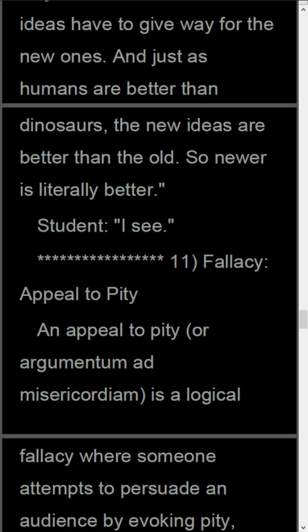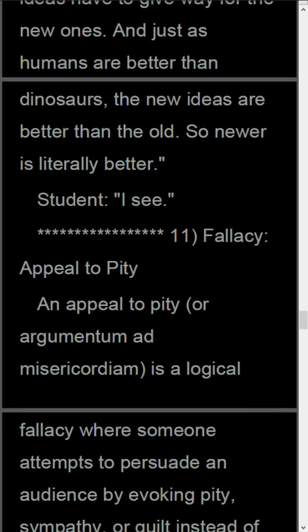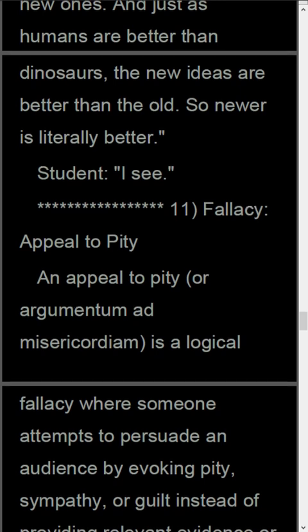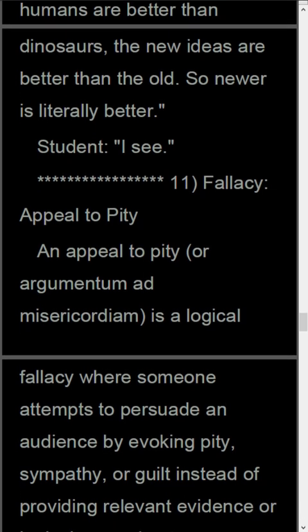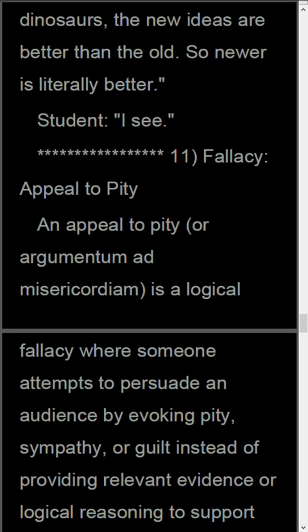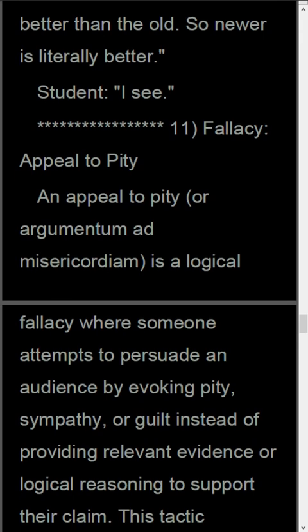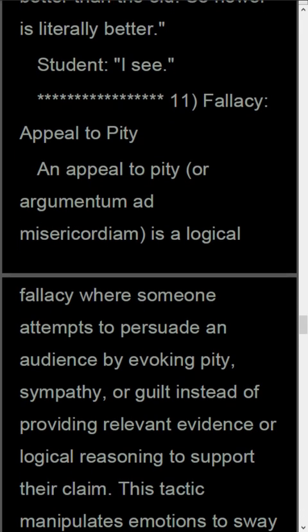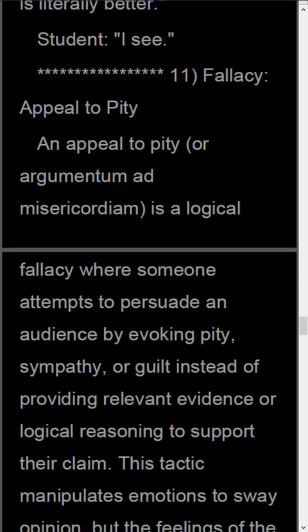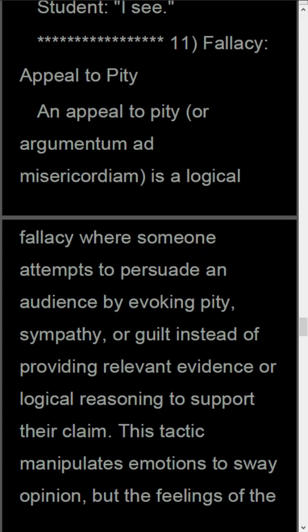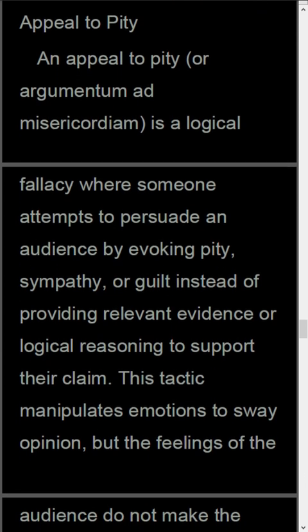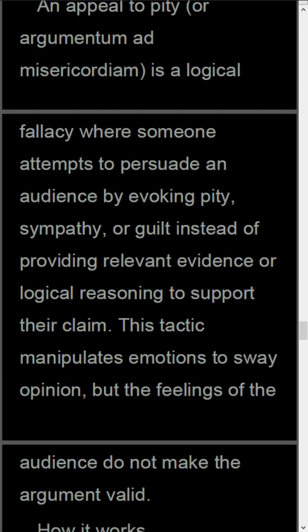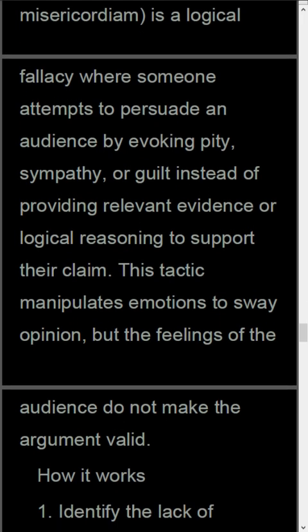11. Fallacy. Appeal to pity. An appeal to pity, or argumentum ad misericordiam, is a logical fallacy where someone attempts to persuade an audience by evoking pity, sympathy, or guilt instead of providing relevant evidence or logical reasoning to support their claim. This tactic manipulates emotions to sway opinion, but the feelings of the audience do not make the argument valid.